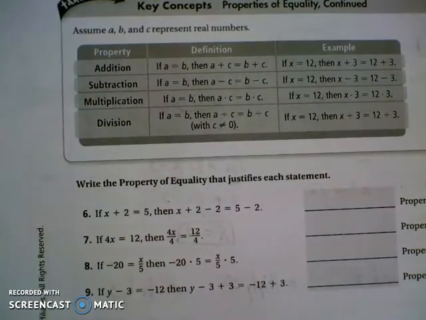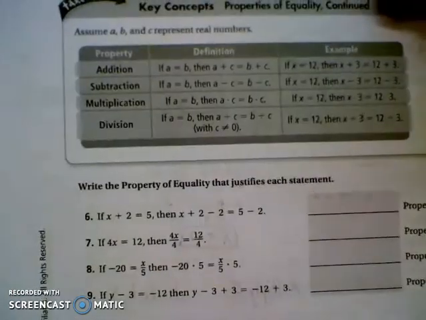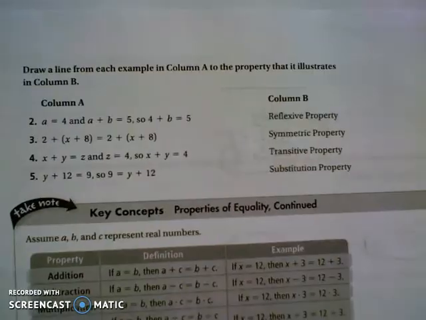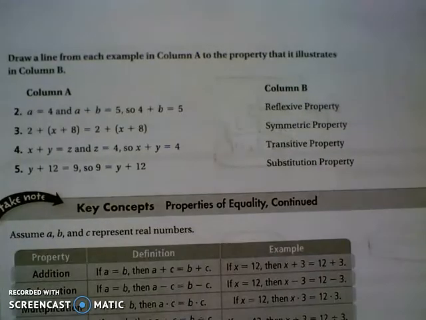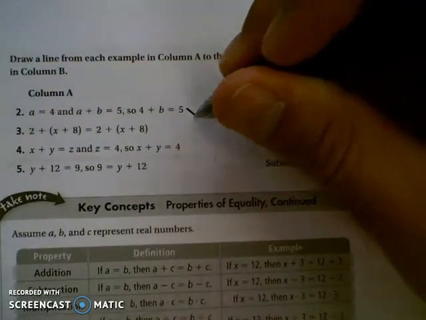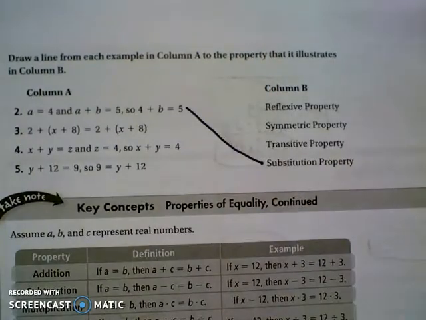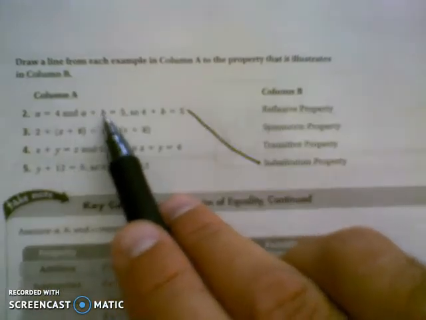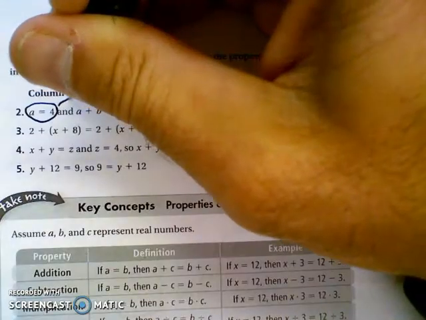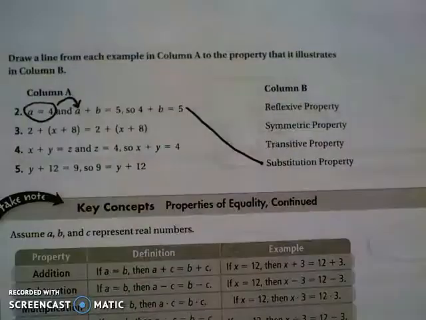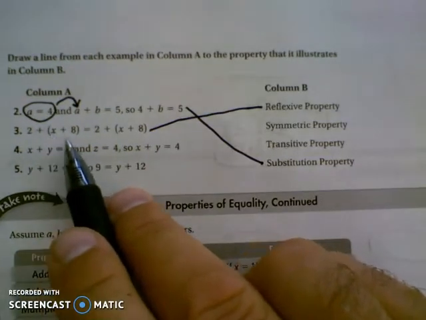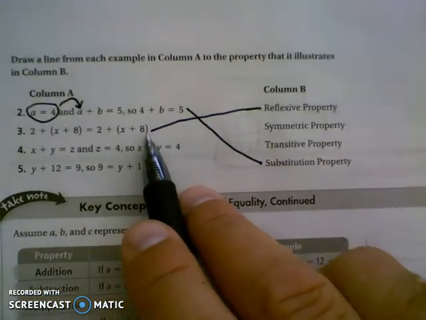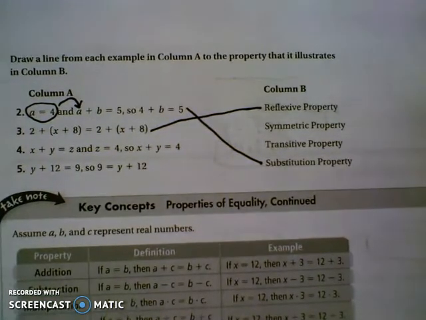Page 15. Turn your page, please. Let's do some matching. Number 2, substitution property. A equals 4 and A plus B equals 5. So 4 plus B equals 5. So you're just putting this 4 in for A. Next one, reflexive property. It goes right here. So 2 plus x plus 8 and 2 plus x plus 8. They equal each other because it's reflexive.